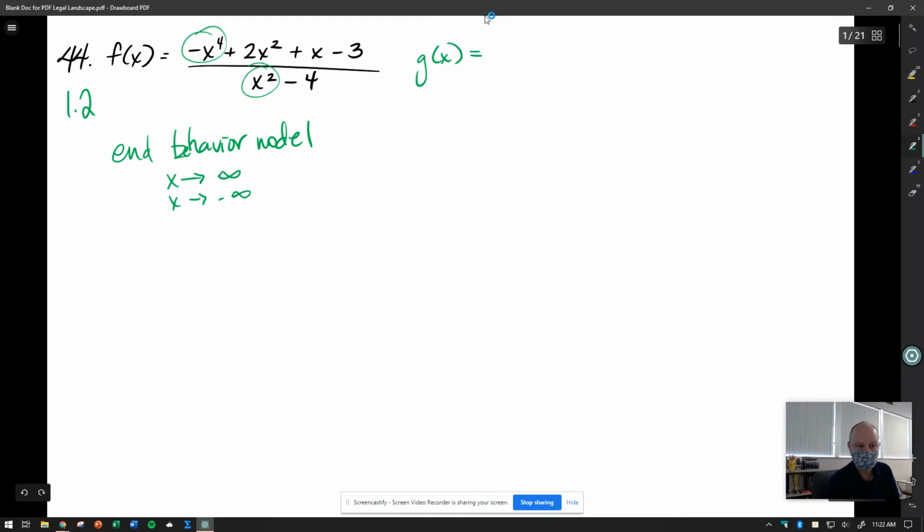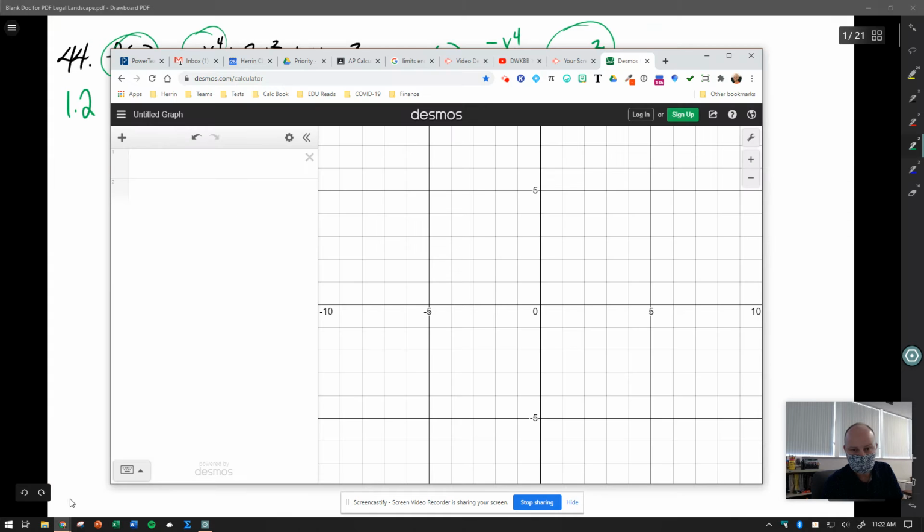So for our end behavior model on 44, we are looking at a negative x to the fourth over an x squared, and that's going to simplify into negative x squared. So hopefully this function replicates what this function does at either end of the graph. So let's go ahead and check that in Desmos to make sure this does exactly what we think it does.